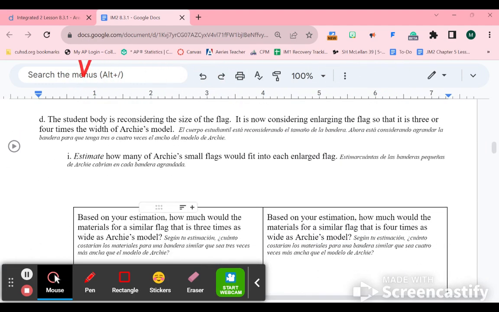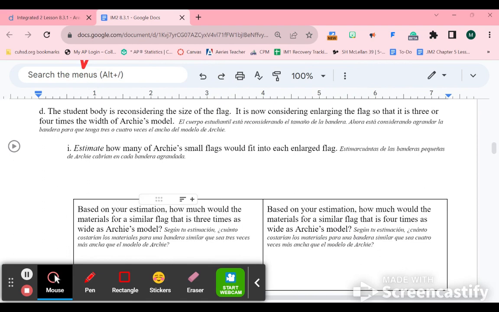All right, next problem. The student body is reconsidering the size of the flag. It's now considering enlarging the flag so that it is 3 or 4 times the width of Archie's model. Estimate how many small flags would fit into each large flag.